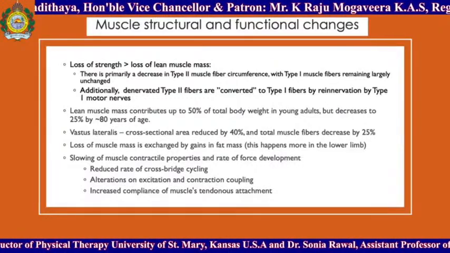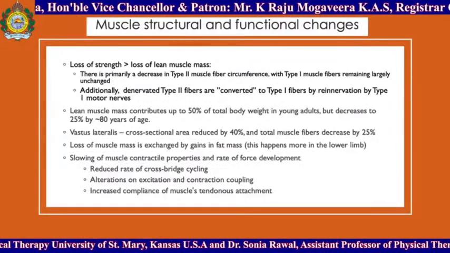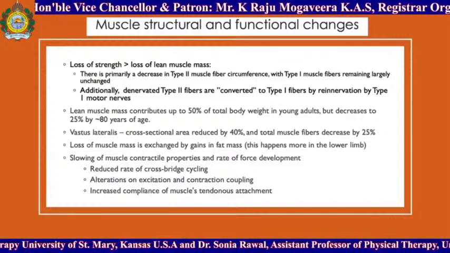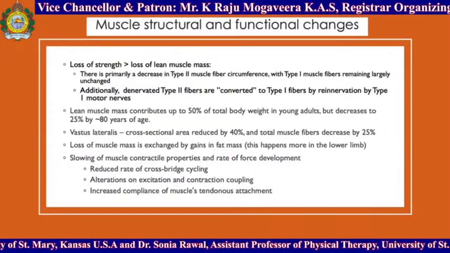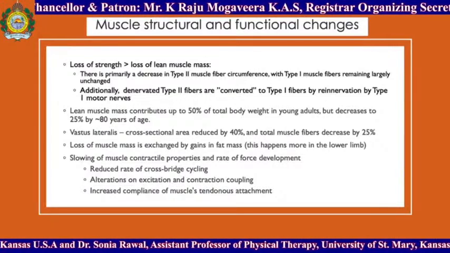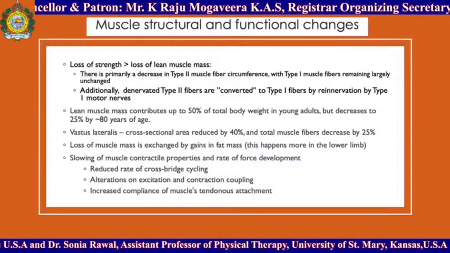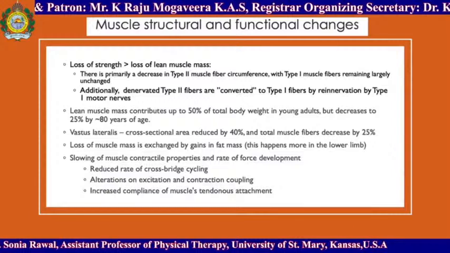What we also see is this denervation of those type 2 muscle fibers because they're not really being utilized very well, and they're actually innervated by the motor units of type 1 fibers. They essentially turn those type 2 fibers into functionally type 1 motor fibers.